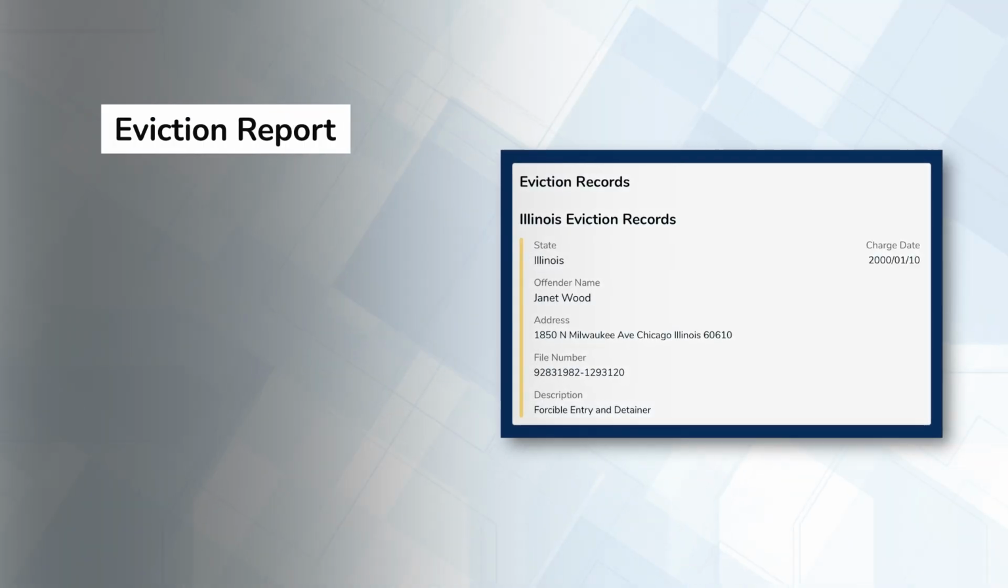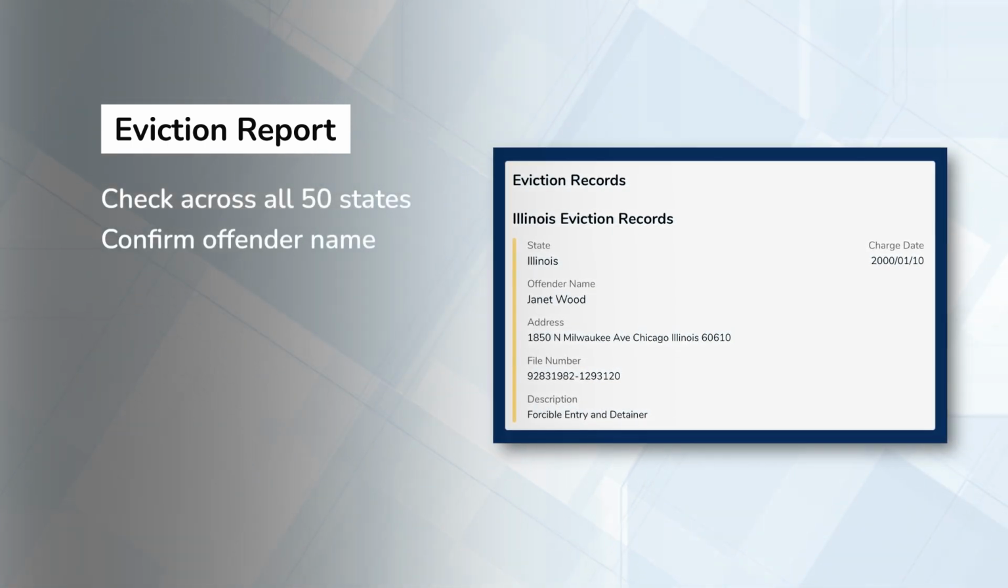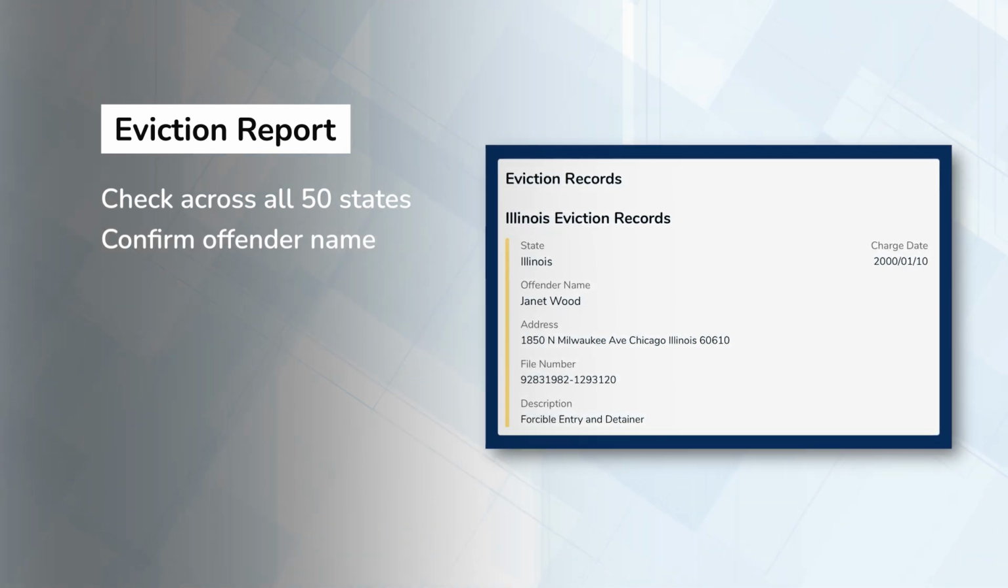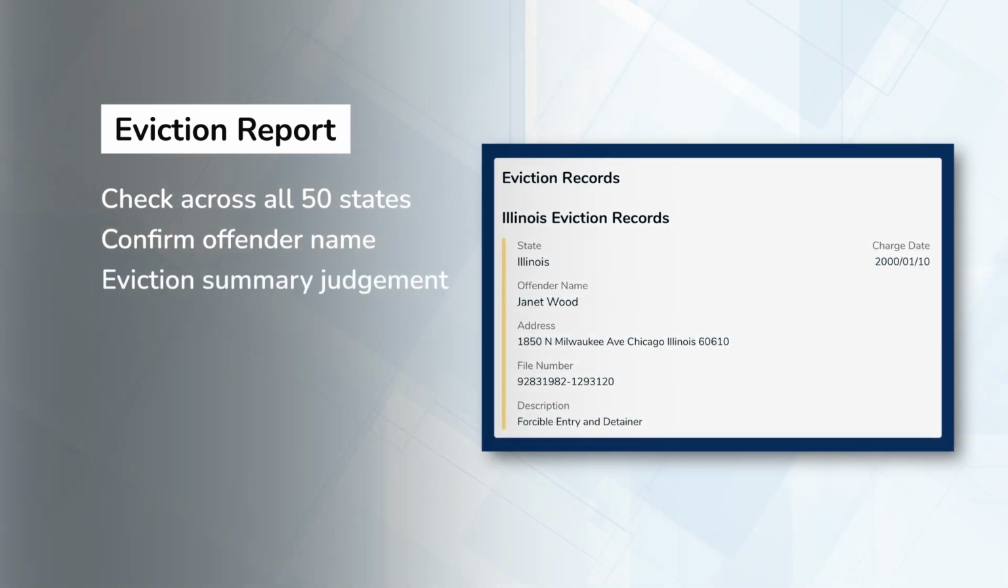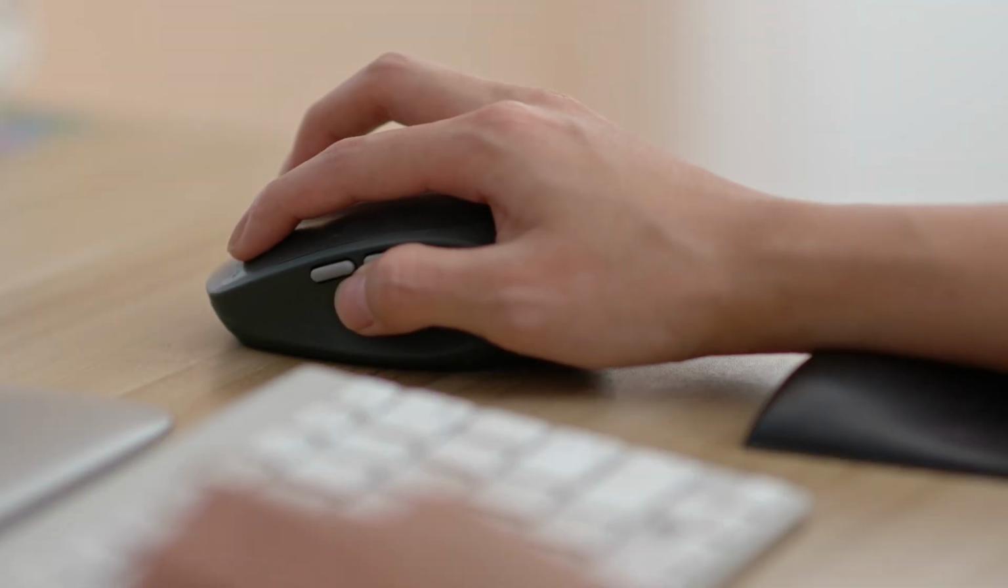Then there's the eviction report, which will check across all 50 states and individual counties to see if an applicant has been involved in any eviction processes. Landlords should pay particular attention to the eviction summary judgment included in this report, which details the outcome of the eviction process. While a renter may have been involved in the eviction process, they may not have been evicted, or there may be an underlying story to uncover. So landlords need to ask that applicant follow-up questions before jumping to conclusions. These three items are a fantastic way to paint a full picture of your potential renter's past history.